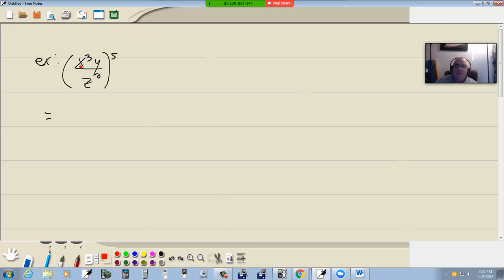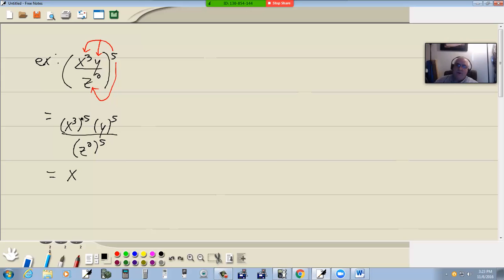Now notice in this problem, everything inside my parentheses is either multiplication or division: x to the third times y divided by z squared. And we're raising the parentheses to a power. So in this case, we'll take everything inside to the 5th power. That's going to give us x to the third to the 5th power, y to the 5th power, and z squared to the 5th power.